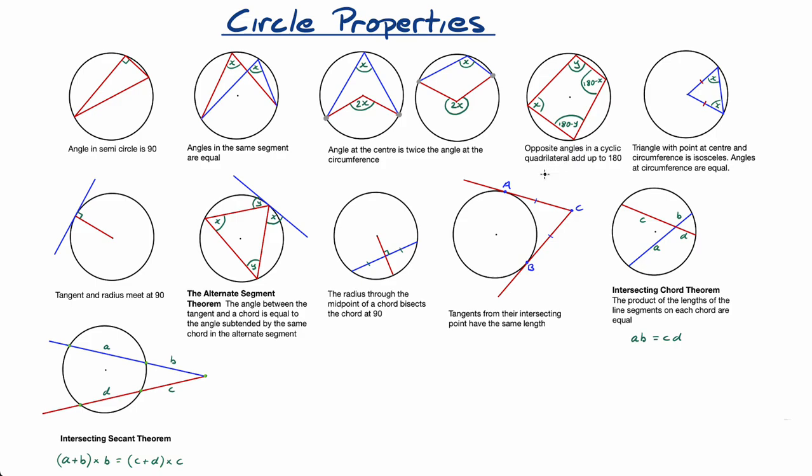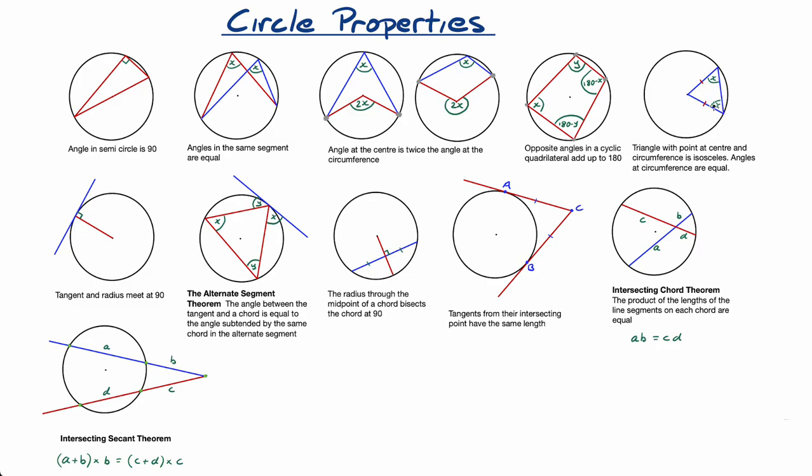Okay, next one. Opposite angles in a cyclic quadrilateral add up to 180. So this one plus this one is 180. A cyclic quadrilateral, by the way, guys, is a four-sided shape that is on the circle. So each corner is on the circle. That's what makes it a cyclic quadrilateral. And the opposite ones add up to 180. This plus this is 180. This plus this is 180.